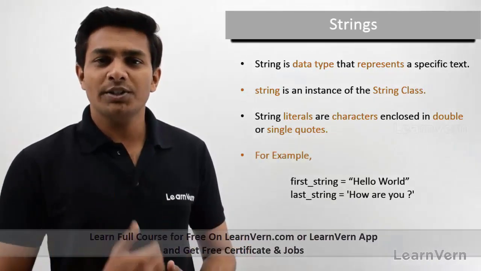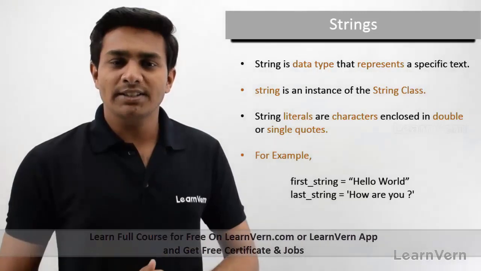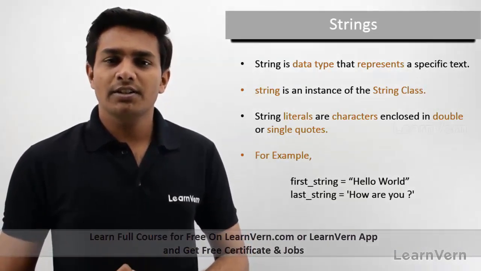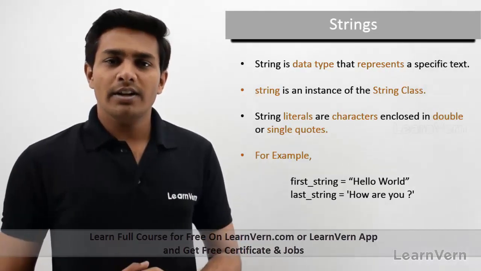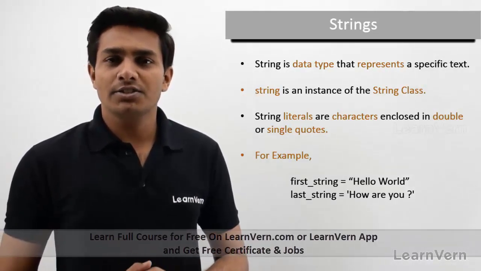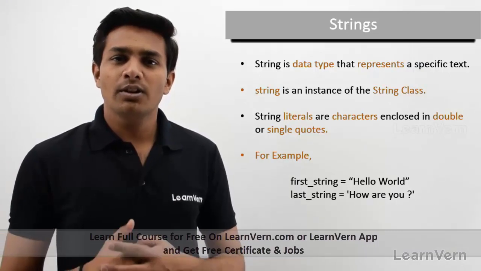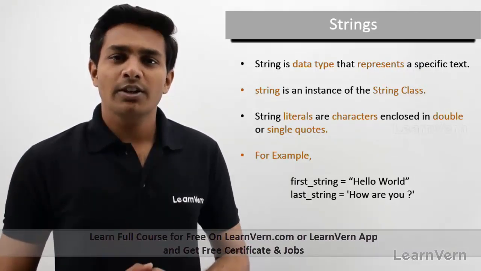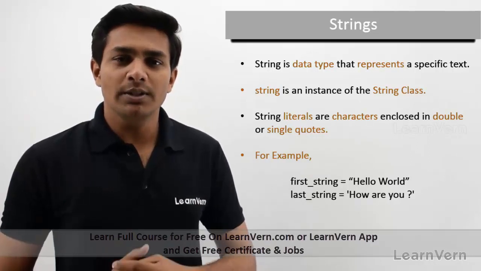Here on the screen you can see I have created two examples. The first variable contains the string hello world, and the second, that is the last string, contains the value how are you. So this is how we can easily work with strings in Ruby.